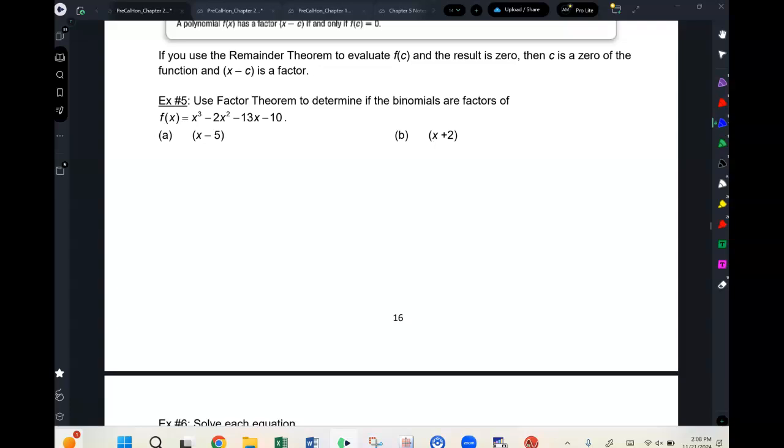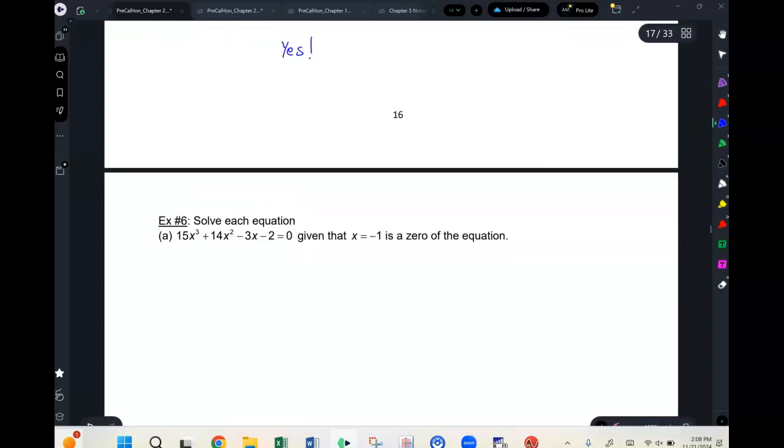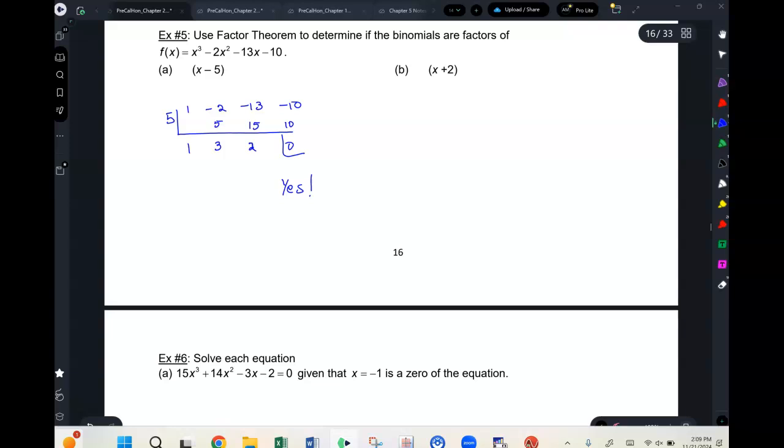Use the factor theorem to determine if the binomial is a factor. So you say, okay, 5, and then here, 1, -2, -13, -10. Let's just do synthetic division. Oh my God, 0. So yes. Okay? All right, let's just move on. You can do that to find if it's a factor. Guys, we just did synthetic.